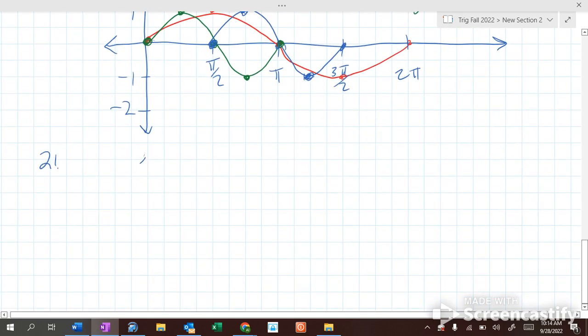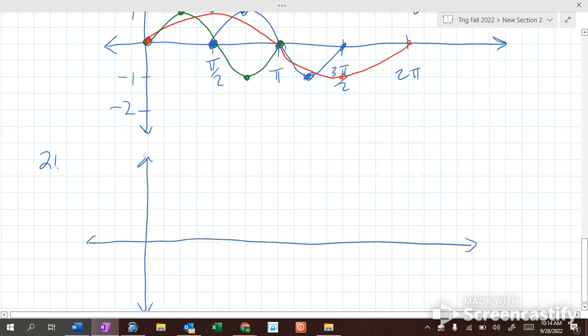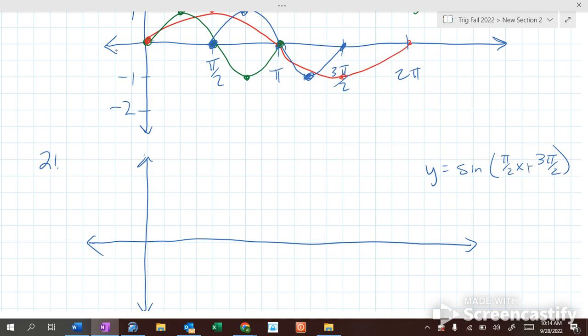21. This is the bugger that's a little different. On 21, we have y equals, is it the sine of pi over 2x minus 3 pi over 2? Did I write it? Plus 3 pi over 2. All right. So I'm going to go like that and like that.